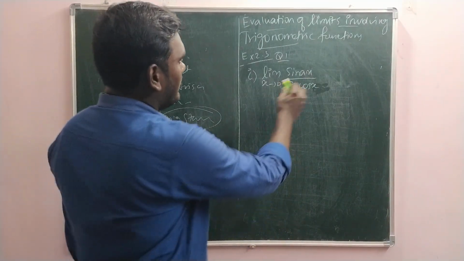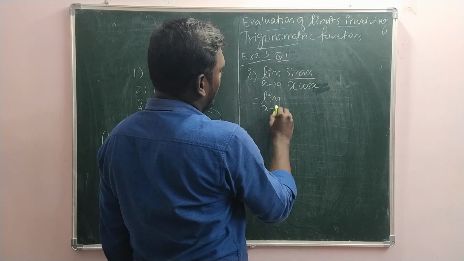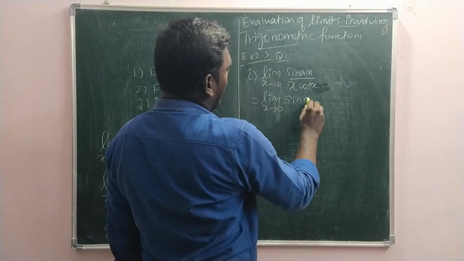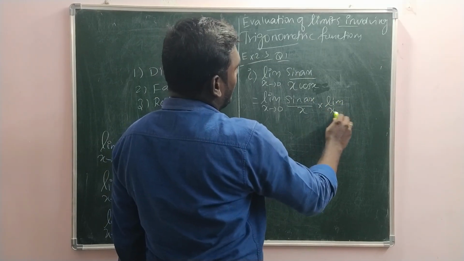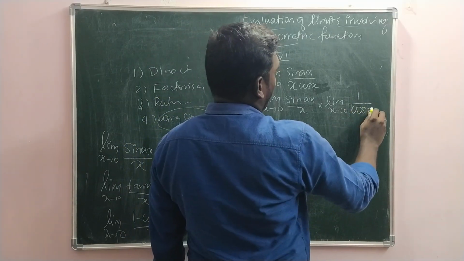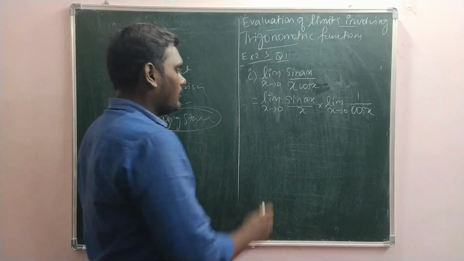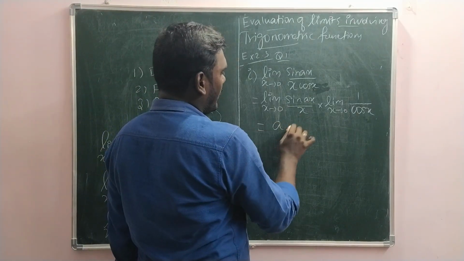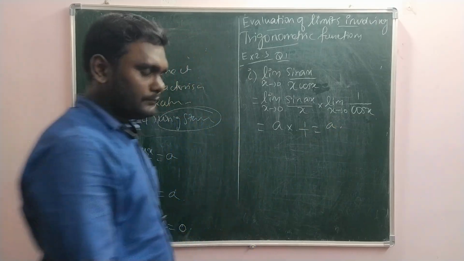Now look here. This sin ax by x can be written separately, limit x tends to 0 of sin ax by x alone. We can split the limits using the algebra of limits. That is 1 by cos x. This cos x causes no damage, 1 by cos x, because cos 0 is 1. So we can apply the separate limits. This value is a, into that limit is 1 by 1. So we will get a as the answer.